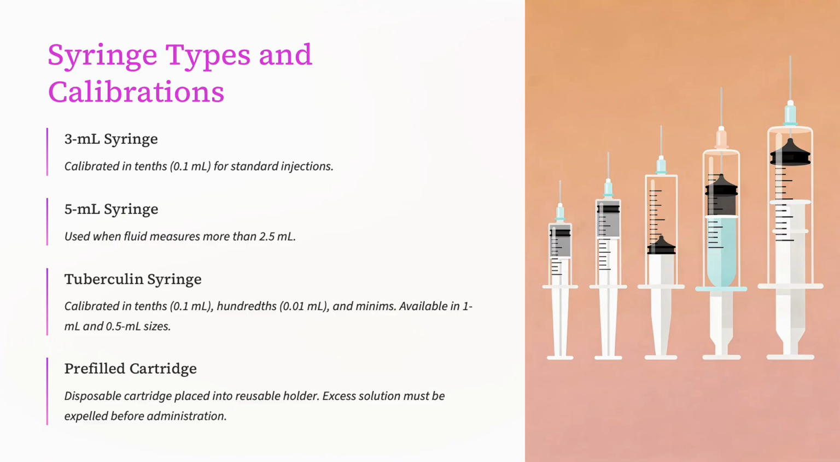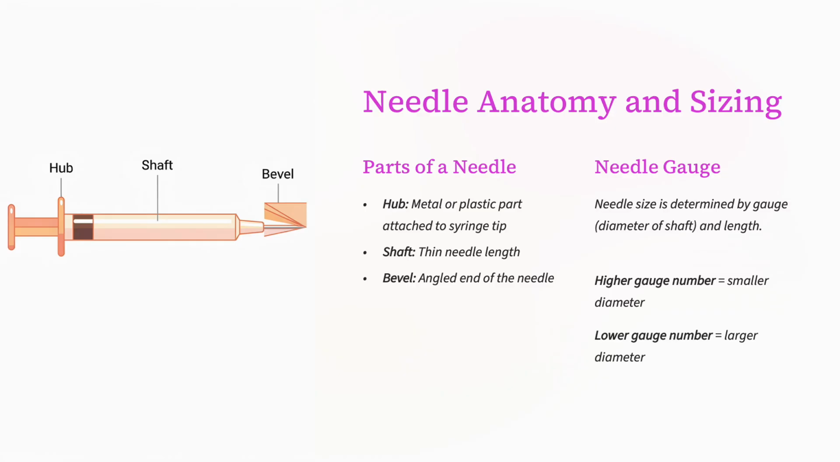Again, a TB syringe is calibrated, or it shows little tick marks by the tenths, so you can draw up that 0.1 milliliter. Those come typically in a 1 milliliter syringe, but you can find them in a 0.5 milliliter. Also, sometimes you may get medications like Lovenox, which is an anticoagulant, and it's a sub-Q injection. Those are already pre-drawn up in a syringe. When you get them from the pharmacy, they're already going to be prepared in a syringe.